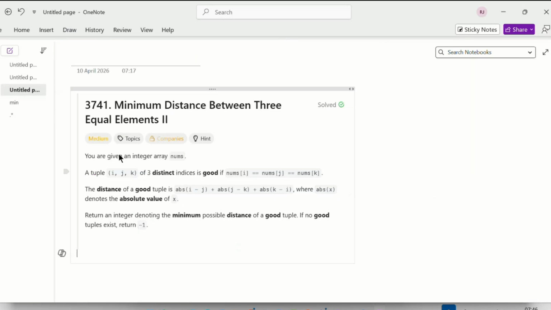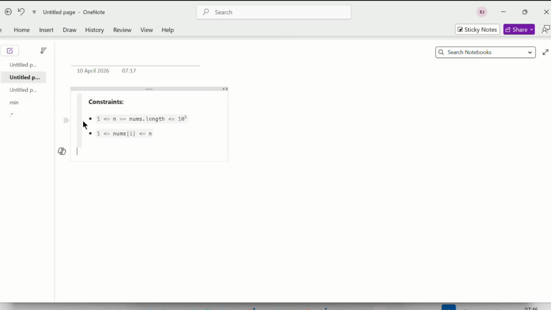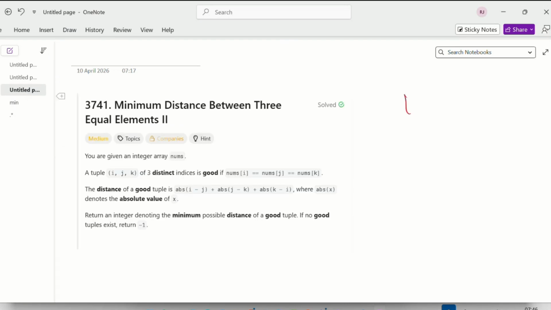In this case, we have seen that the complexity is going till 10 to the power 6, and we are able to do this with the brute force approach. But if you see the second part of this question, minimum distance between three equal elements second, the problem is almost the same. But they have changed the constraints.